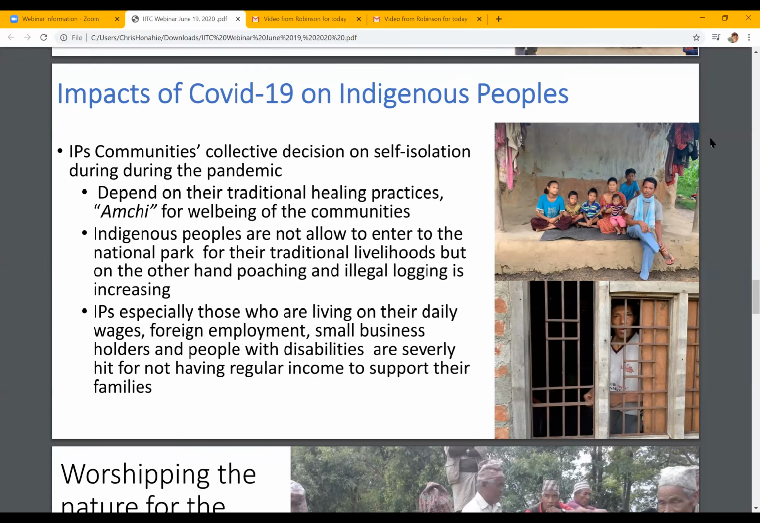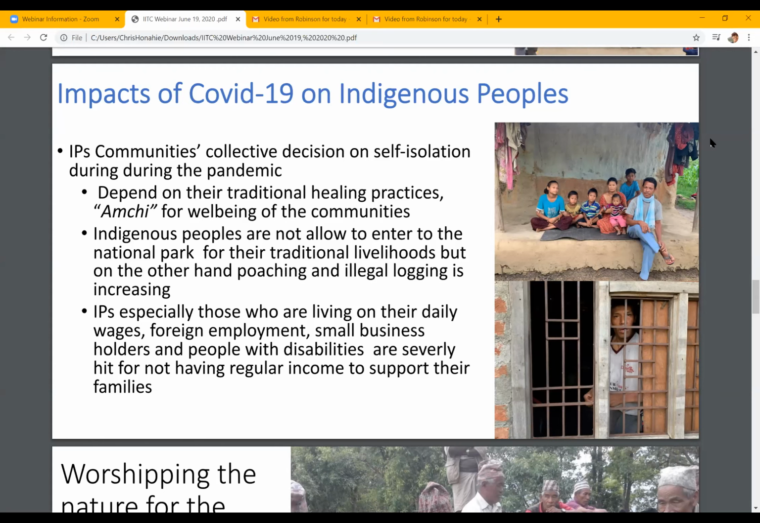Like the Amji, the traditional healers, who have been there because everything has been shut down, and there is no access to health posts and no transportation. So all the treatments are now back with their Amji, their traditional healers. This is also an opportunity for our young generation to learn that you have all the solutions, you can rely on them, and you can move forward. And this is another opportunity.